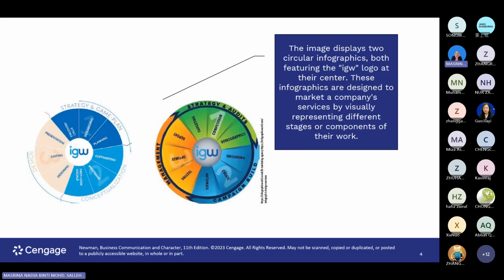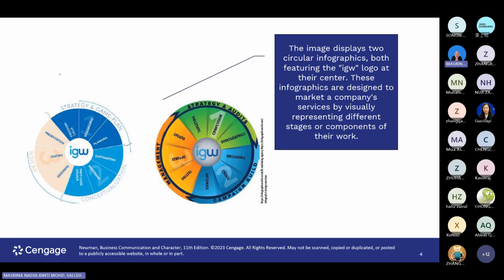All right. So for this graphic, this is another example of how some businesses are sharing or delivering information about whatever they are doing, the services that they are providing. This is the example of what we call circular. It's circular, right? So this is what we call it.